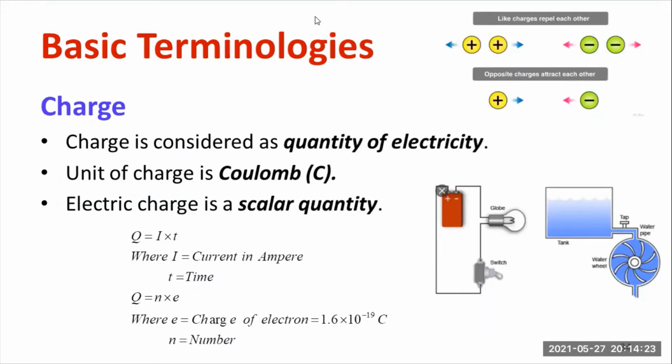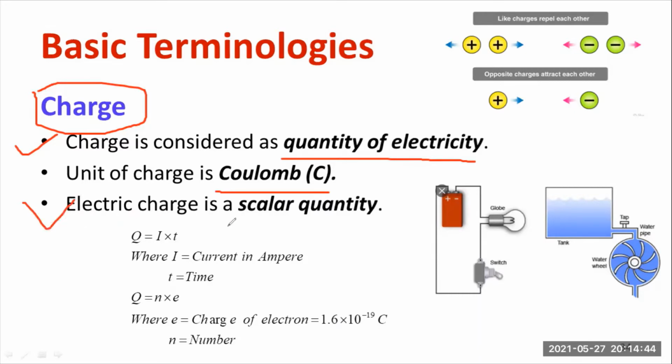Moving on to the first point, I would like to discuss charge. What do you mean by charge? Charge is considered as the quantity of electricity. The unit of charge is the coulomb, denoted by the capital letter C. It is an SI unit, and electric charge is basically a scalar quantity.